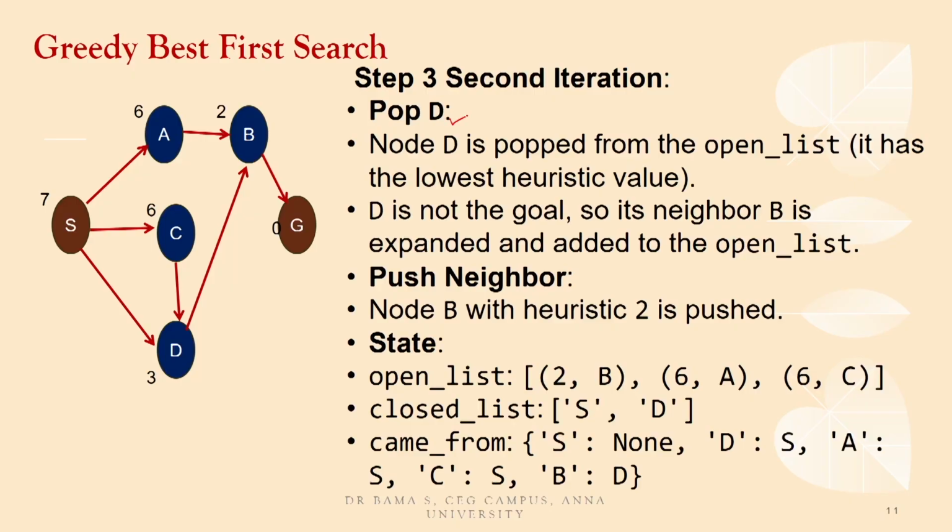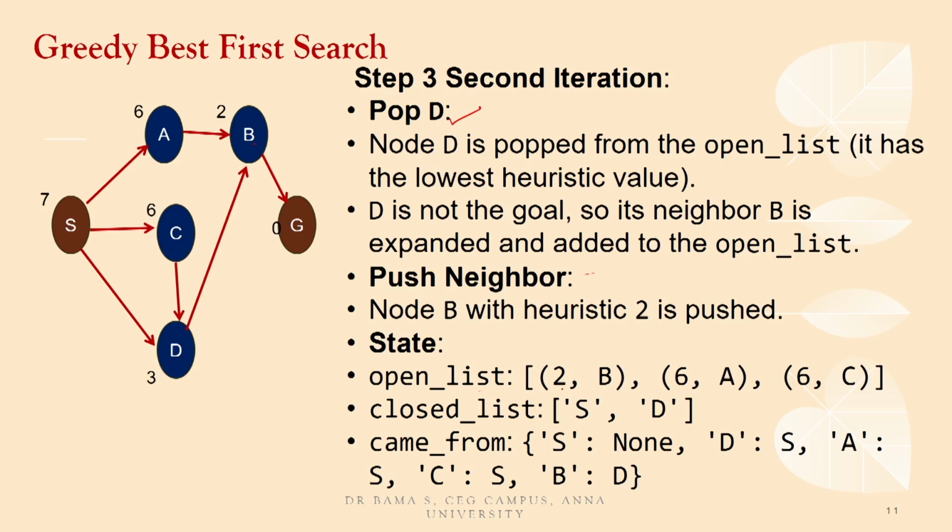In the next iteration, if we check the previous iteration, the lowest one in the priority queue, the heap queue, is 3. So, this is going to get branched out, this has to be popped out. So, node D is popped out from the open list because it has the lowest heuristic value. Now, D is not the goal. So, its neighbor B is expanded and that is added to the list.